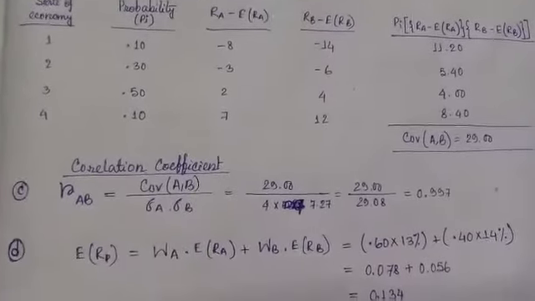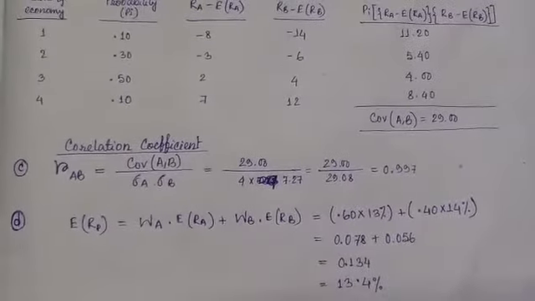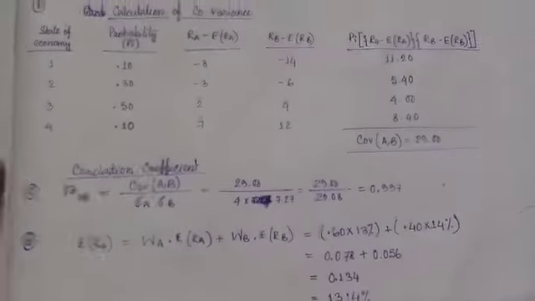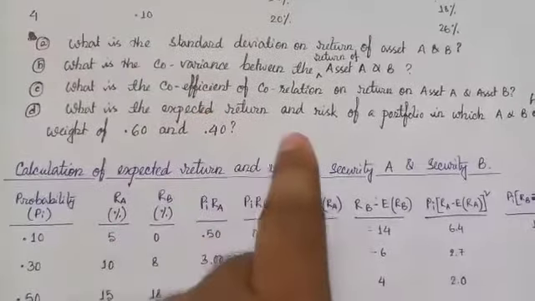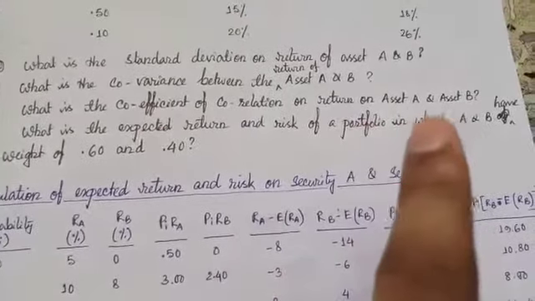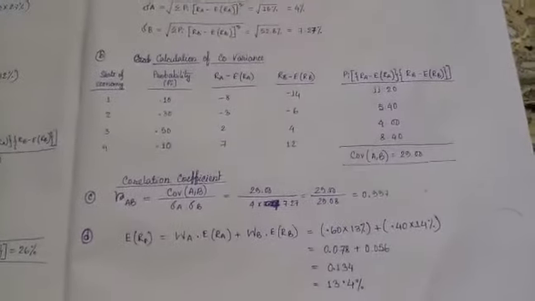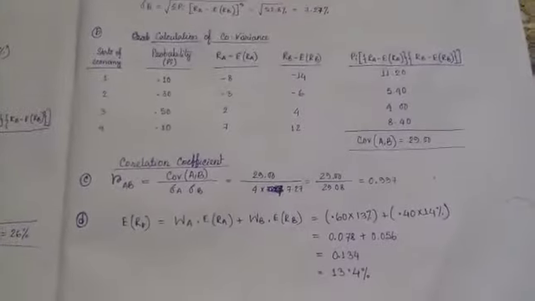So now we have to calculate the answer of the last question. The last question was: what is the expected return and risk of the portfolio in which A and B have weights of 60% and 40%. Here we have to calculate the portfolio return.